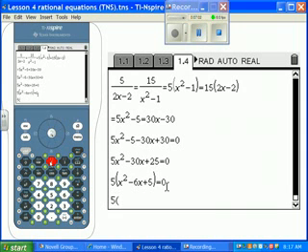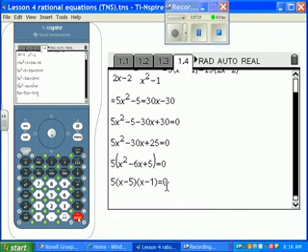Why are we factoring it like that? Why can't we just do the two sets of parentheses? Yeah? x minus 5, x minus 1. Perfect. x minus 5, x minus 1. Exactly. Nice job, guys.